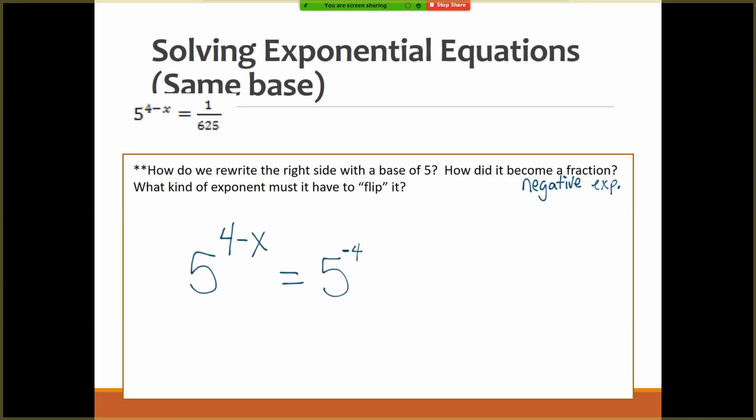So since we had this fraction, this is just a negative exponent. Now we have like bases. We have bases of 5s on both sides. Cancel them out, and we're going to solve 4 minus x equals -4. Don't lose your negatives or your minus signs.